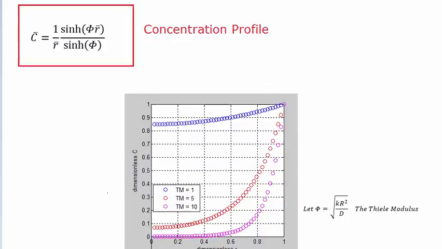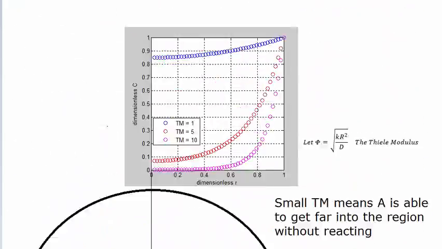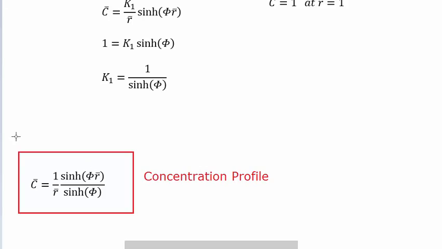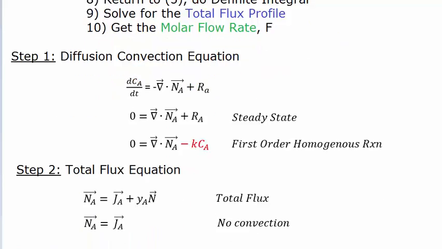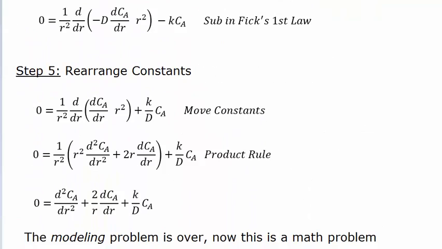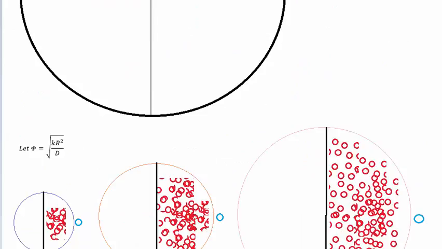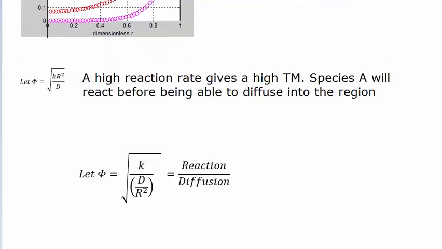So the takeaways: know what a Thiele modulus is, know how it corresponds to the physical significance. The actual concentration profile isn't that important, but the basic assumptions that we used to arrive at the ODE is what's the takeaway here. Solving the ODE isn't really that enlightening, so I wouldn't focus too much on that.